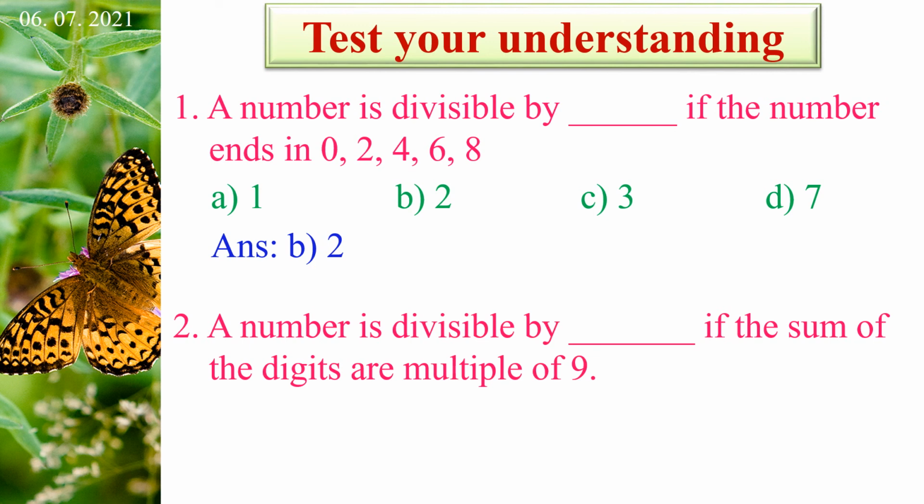Next, second sum. A number is divisible by dash if the sum of the digits is a multiple of 9. The options are 2, 3, 6 and 9. What is the answer? Good. The option D, 9. Because a number is divisible by 9 if the sum of the digits is a multiple of 9.